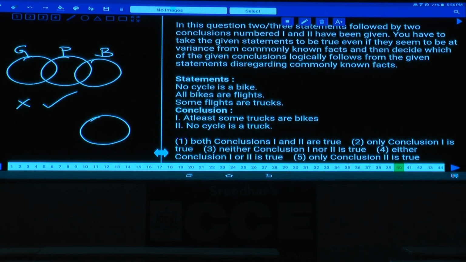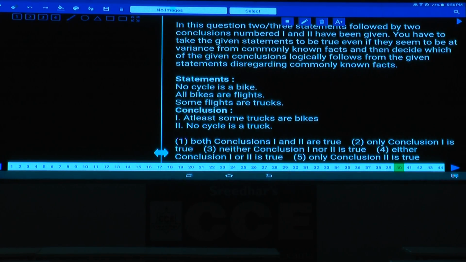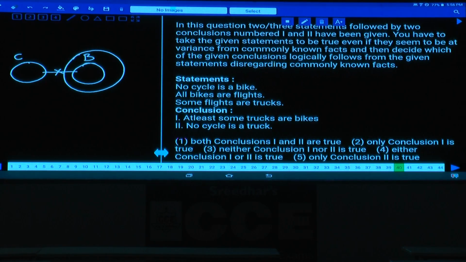Then 40th. Now in question number 40, no cycle is a bike. Now this is cycle and this is bike. No intersection between cycle and bike. All bikes are flights. All these bikes are what? Flights. And next one, some flights are trucks. Some of the flights are trucks. Then first one, some trucks are bikes. Some trucks are bikes is false. And no cycle is a truck. No cycle is a truck is true.